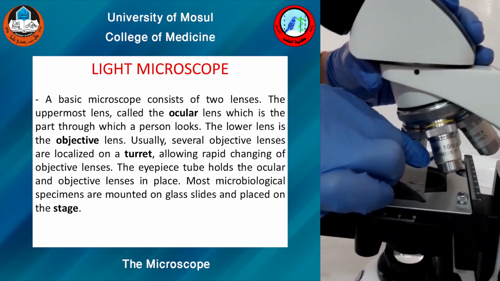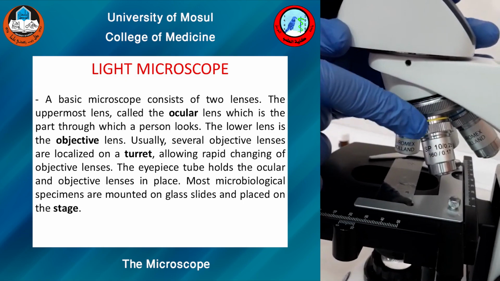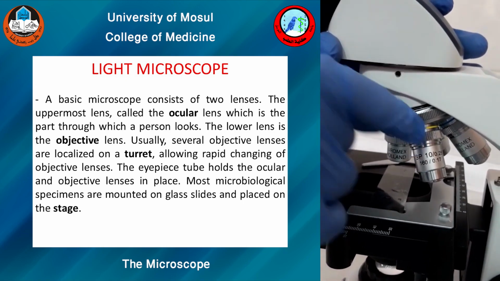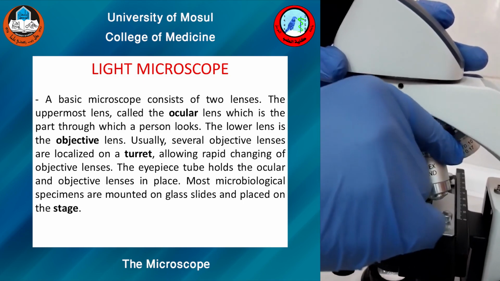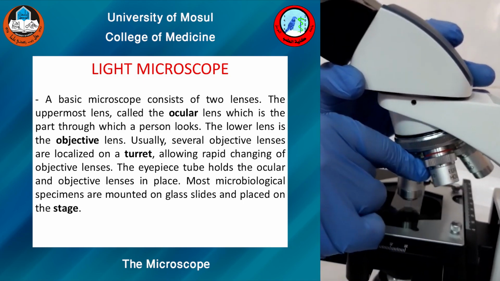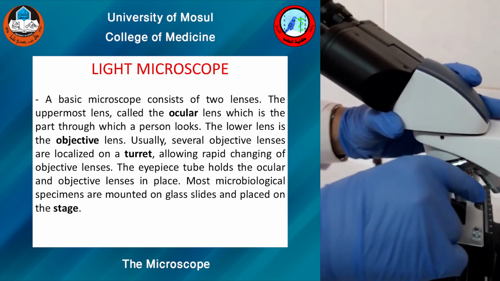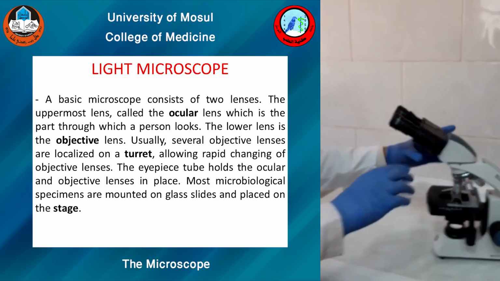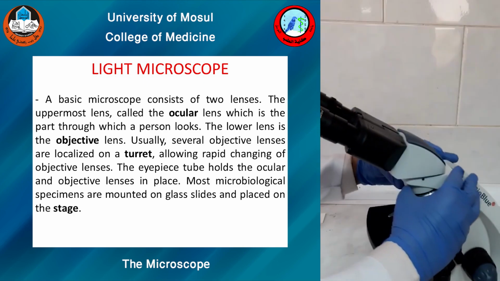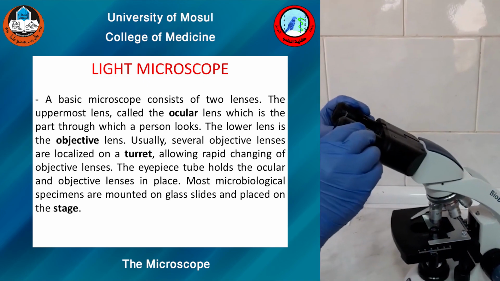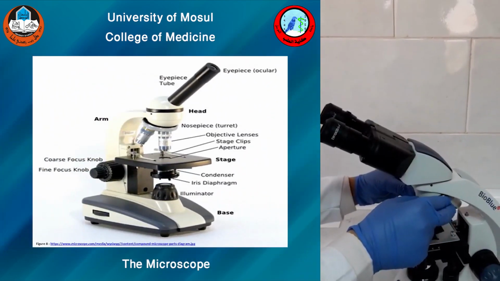So you can read here, for example, for the low power lens, it will magnify the object by 10 times. And also for the high power lens, for the oil immersion lens, and for the scanning lens. And we will discuss this later on. These are the objective lenses. Also, we have the eyepiece tube. This is the eyepiece tube that holds the ocular and the objective lenses together.